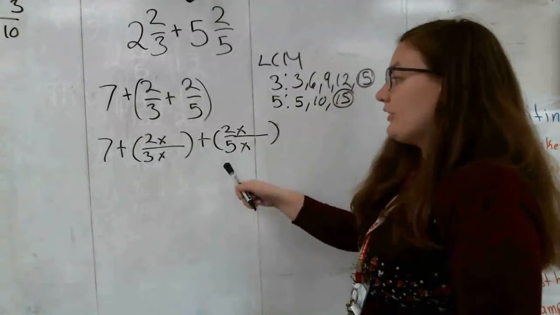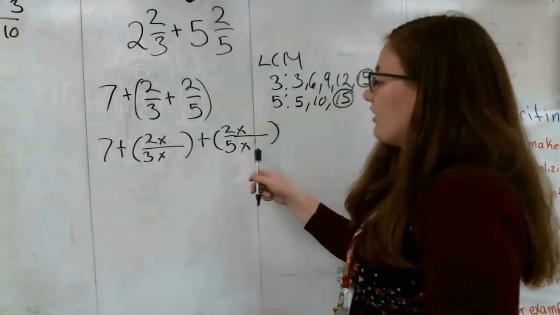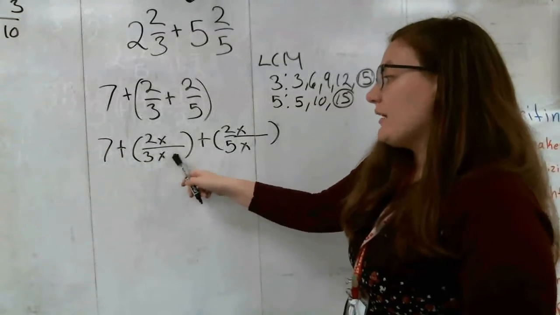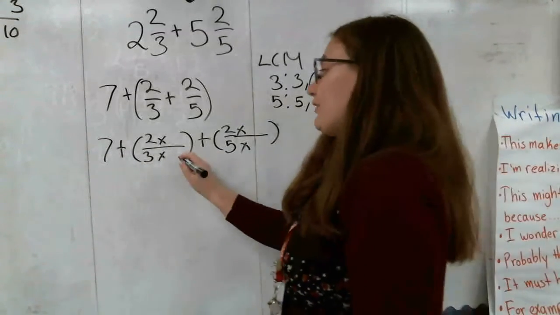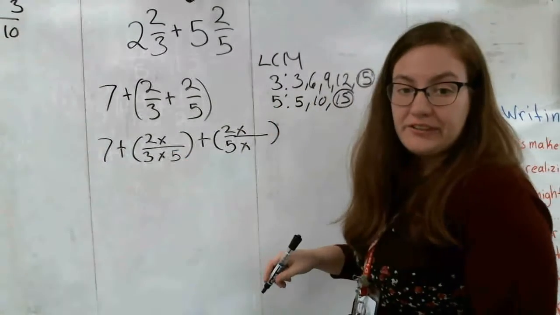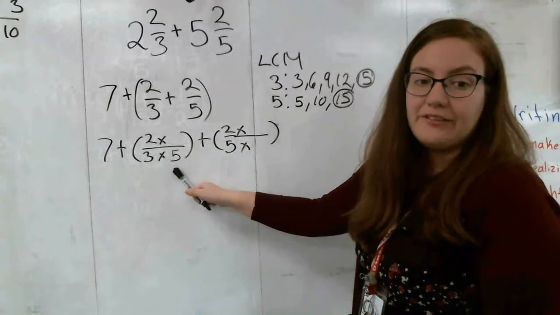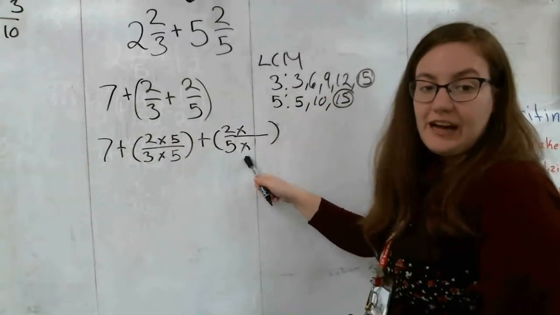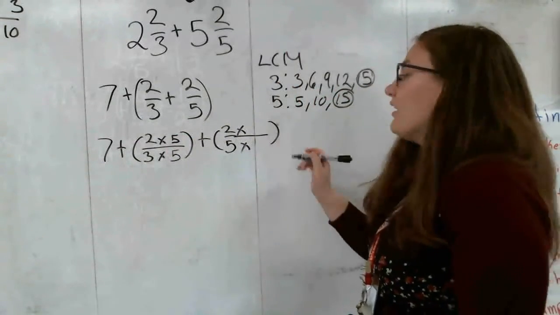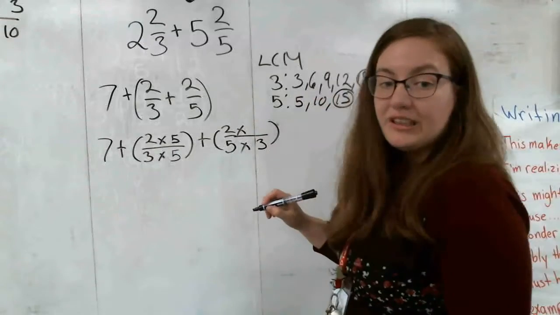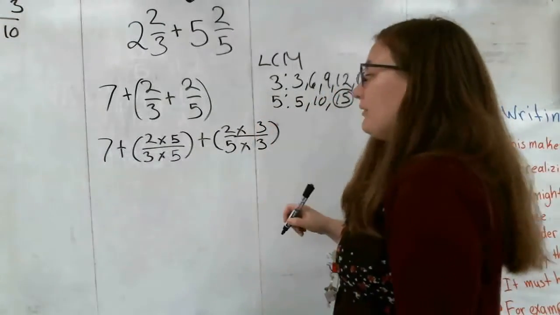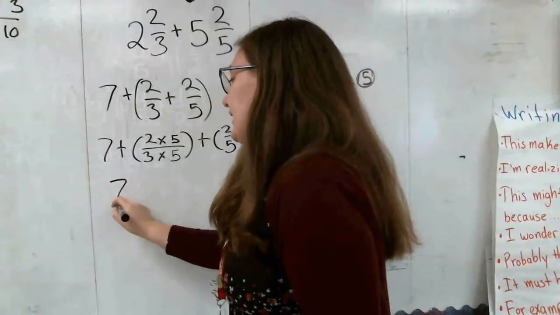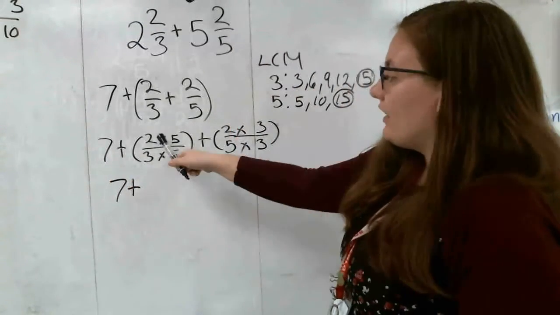So that is what I want to try to get these numbers to at the bottom. So I'm going to think about, well, 3 times what would give me 15? Well, I know that 3 times 5 would give me 15. And since I am multiplying by groups of 5 on the bottom, I have to do that to the top as well. And then over here, 5 times what would give me 15? Well, I know that 5 times 3 would give me 15. And then since I did that to the bottom, I need to do that to the top as well. So now we can start adding these up and multiplying.